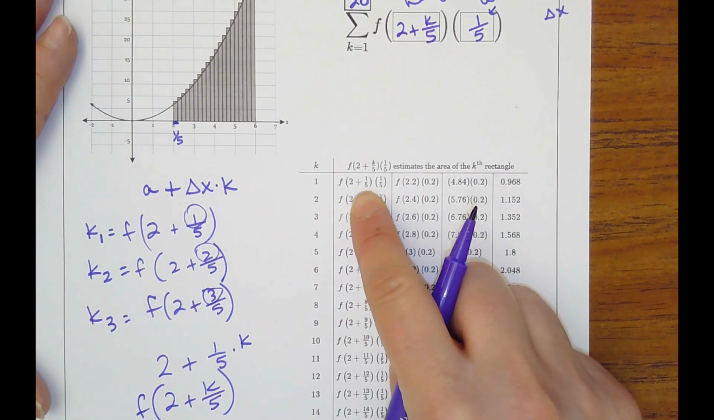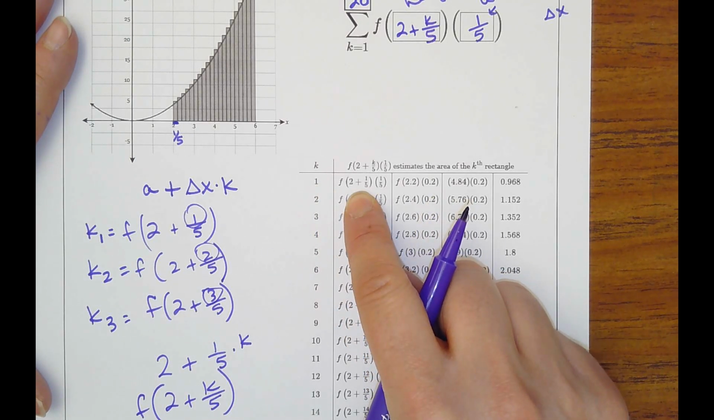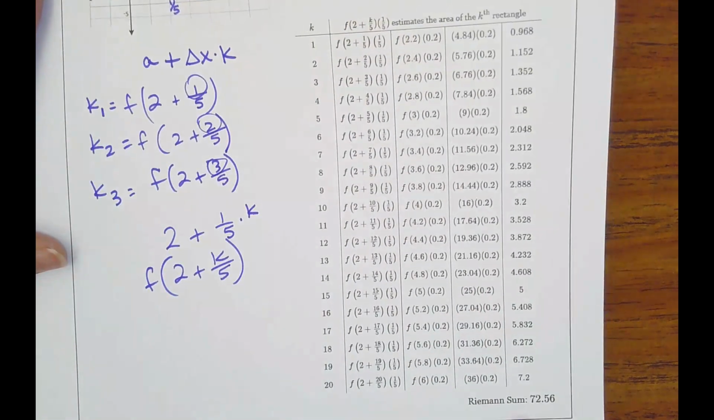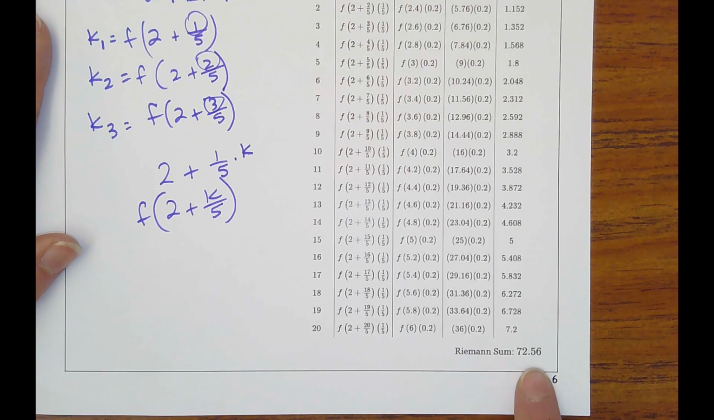When you submit the answer, you'll see this right here. It's exactly what we were doing. Here's the first rectangle, k sub 1, 2 1/5 times a fifth. That'll give you all the totals. See here, I do see the total. It's telling you the Riemann sum, that the area of all the rectangles under that curve is approximately 72.56.